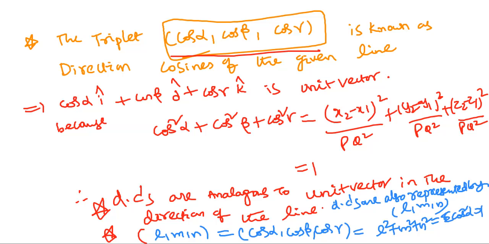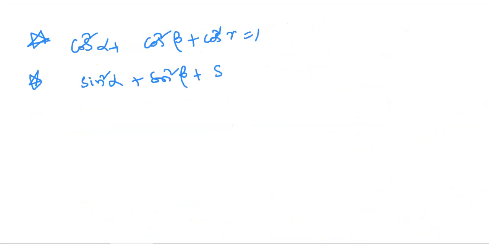Since they are unit vectors, the sum of the squares should be 1, because the magnitude is going to be 1. If you are given any 2 points, it's very easy to find, right? So the most important property: cos square alpha plus cos square beta plus cos square gamma equals 1. Convert into sine, then you get sine square alpha plus sine square beta plus sine square gamma is going to be 3 minus 1, that is equal to 2.